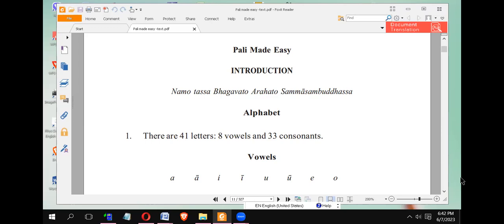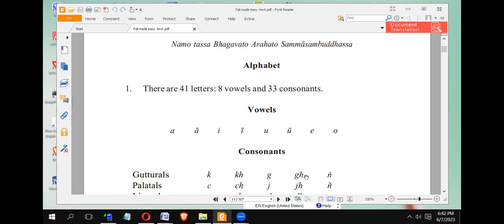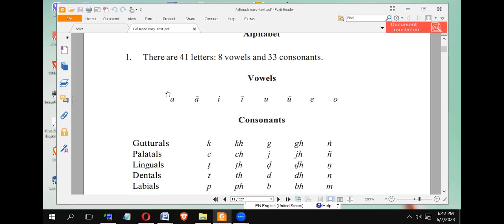Okay, so there will be a, i, u, a, o. This is the short vowel and the long vowel. A, i, u are short. A, i, u, a, o are long. So 5 long and 3 short.